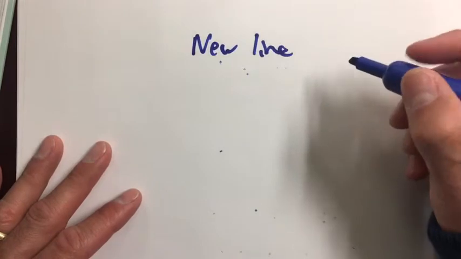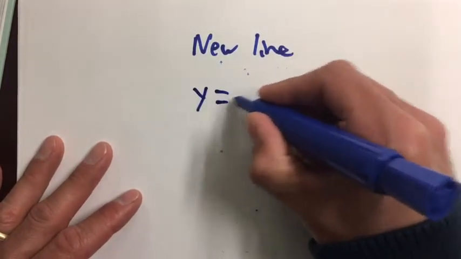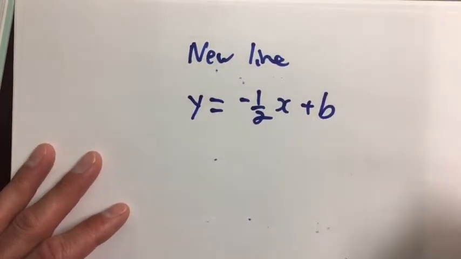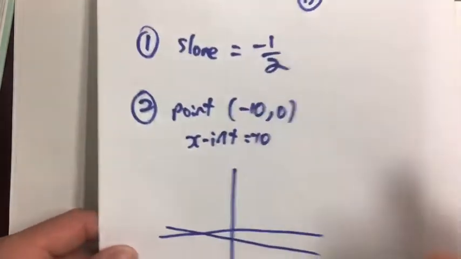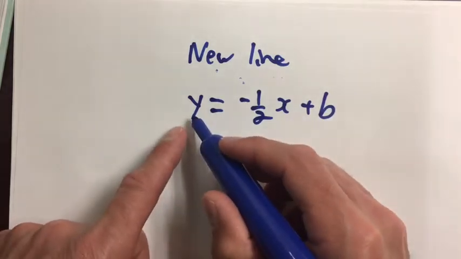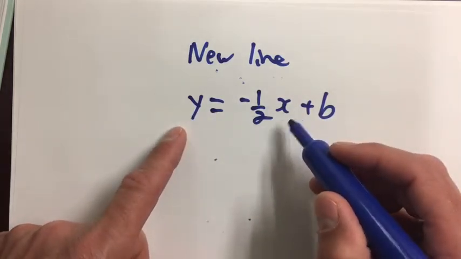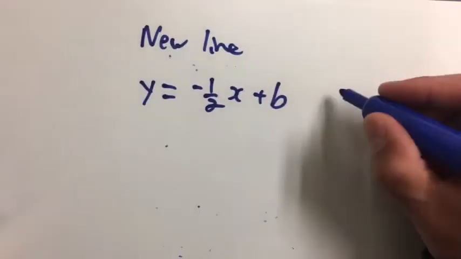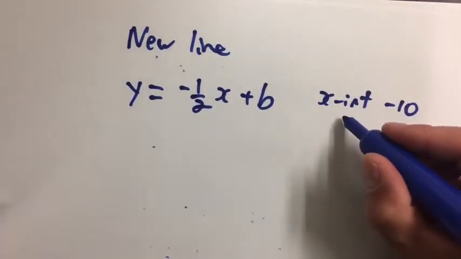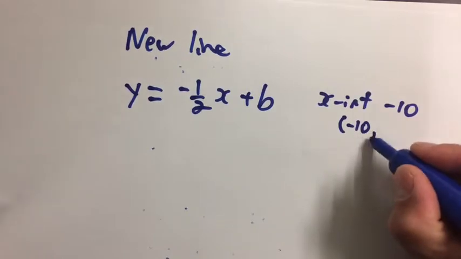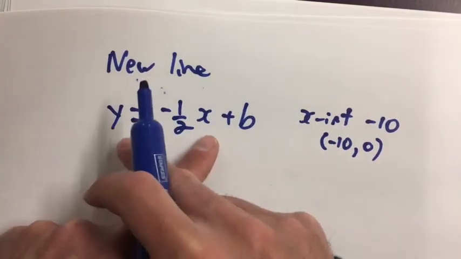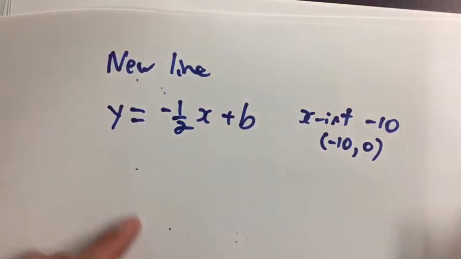So for the new line to have a slope of negative 1/2, it's going to be in the form y equals negative 1/2 x plus b. I don't know what the y-intercept is just yet, but I do know that the x-intercept is negative 10. So what that means is when y is equal to 0, x is equal to negative 10. That's how that x-intercept works. So if I have an x-intercept of negative 10, that means that the point negative 10, that's the x value, 0 for the y value, is on that line.